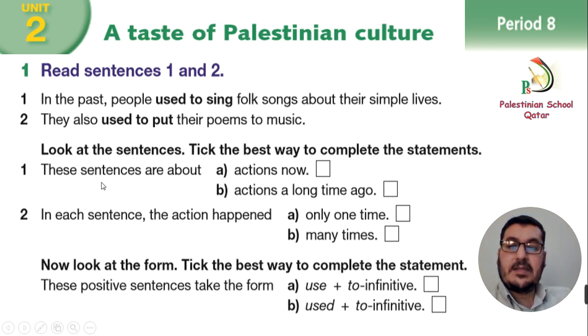One, these sentences, number one and two, are about actions now, or actions a long time ago? Yes, actions a long time ago. Two, in each sentence, did the action happen only one time, or many times? Many times, yes. Now look at the four. Take the best way to complete the statement.